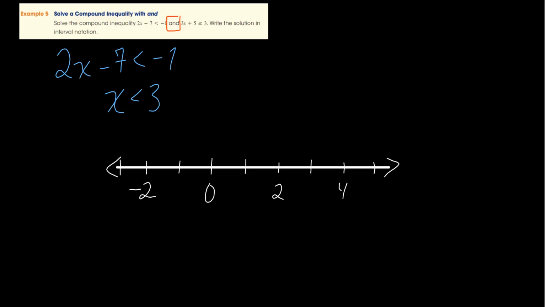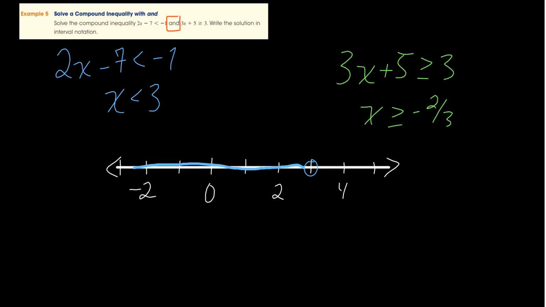So the problem was 3x plus 5 is greater than or equal to 3. We said that x is greater than or equal to negative 2/3. I really want to drive this point home, and we'll see why in a second. So x is less than 3. We're going to put an open circle here at 3, and we're going to be going all the way to negative infinity.